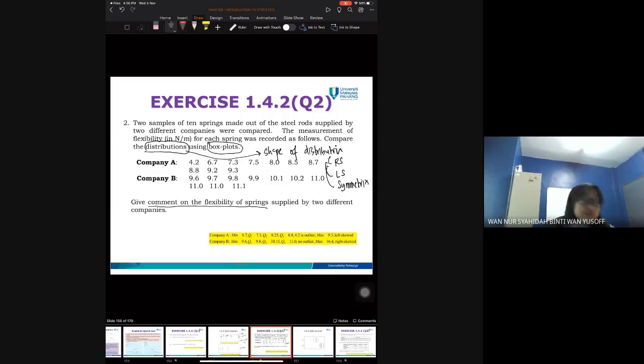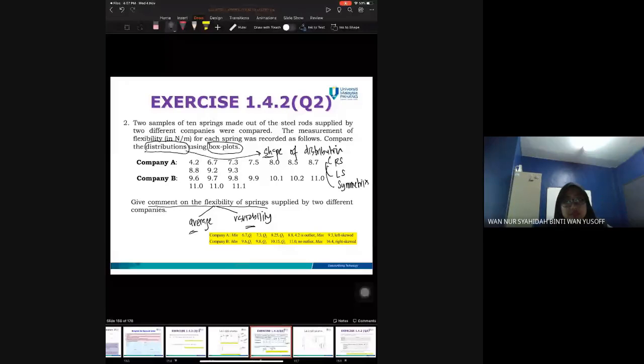We do not use special terms for variability, for example consistent or precise. To comment on the flexibility, you can comment in terms of average and you can comment in terms of variability. So these are the three things, or three measures, that we discuss for the box plot: shape, average, and also variability. But we do not always have to discuss all of them; it depends on the question. Because this is a general question, you can discuss average or you can discuss the variability.